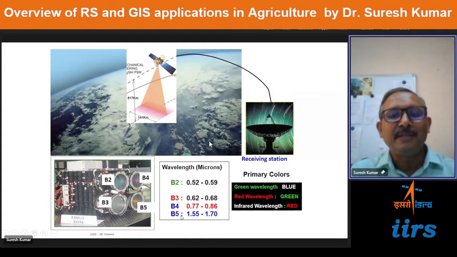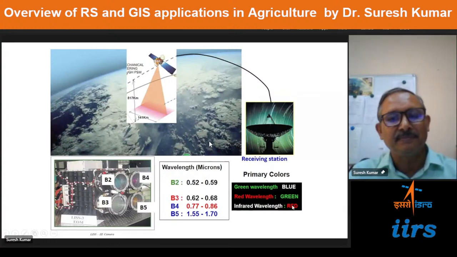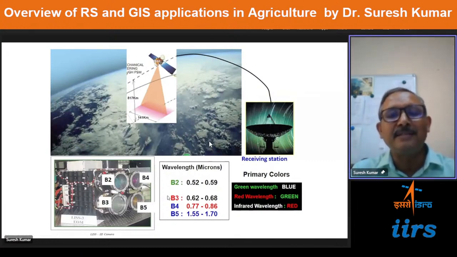B4 and B5 are the infrared wavelength region, and you know our eyes are sensitive to the primary colors. We can see 3 colors: blue, green and red. That's why, out of the 4, we take B2, B3, B4, these 3 bands, to make a composite of images called a false color composite.